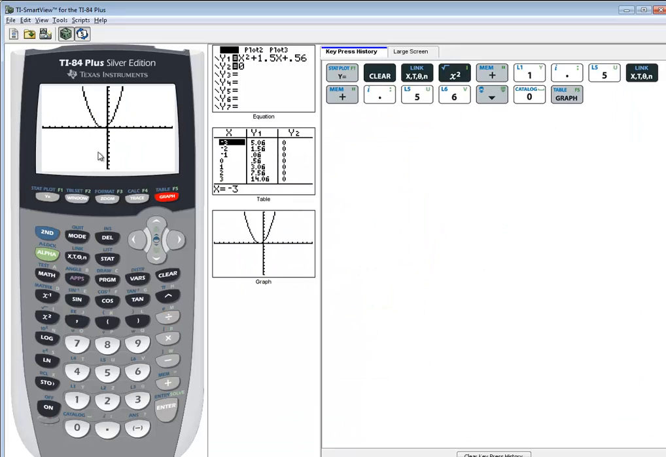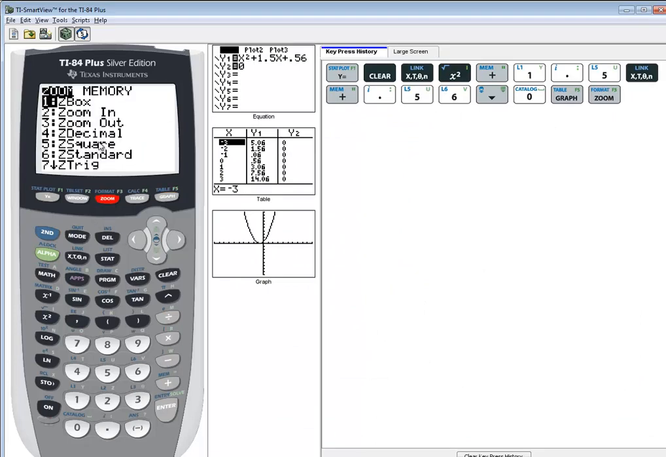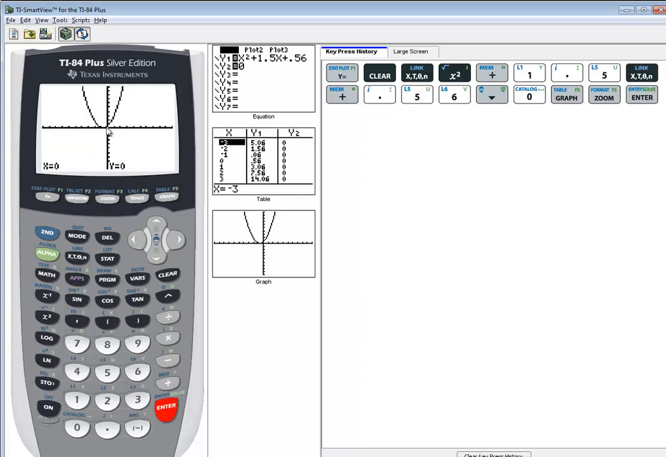Well, I'm going to zoom in. So I'm going to press my zoom button. And the best one I think to use is the zoom box. So I'm going to just go ahead and press enter on the first one. Now my little flashing plus is right here in the center. If I do my up arrow and left arrow, I want to put the flashing plus in the upper left hand corner where I want to draw a box. And that's good right there. So I press enter on that.